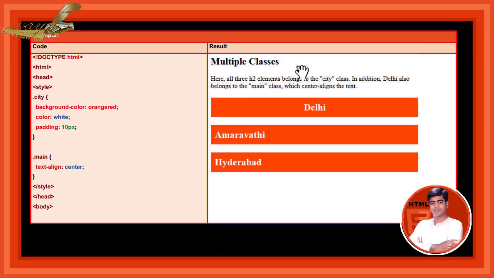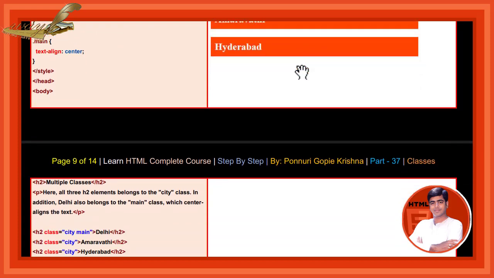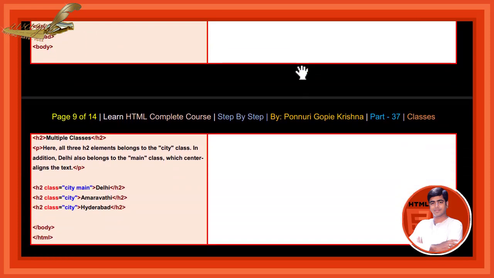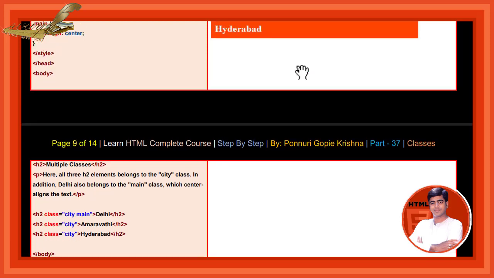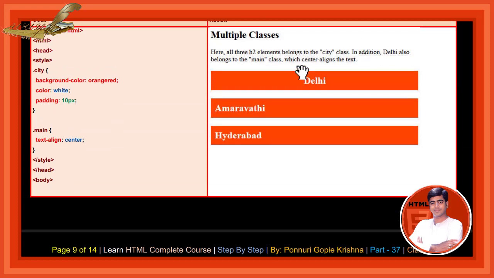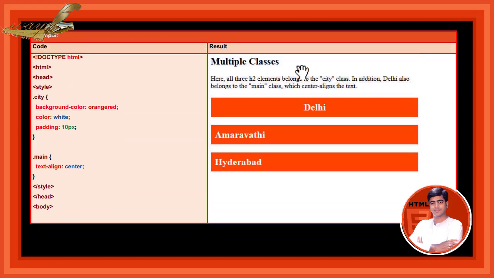By writing and executing this code, see here: city main Delhi, city Amravati, class city Hyderabad. See, city Delhi is main. By writing and executing this code, the result returned is: all three H2 elements belong to the city class. In addition, Delhi also belongs to the main class, which center aligns the text.